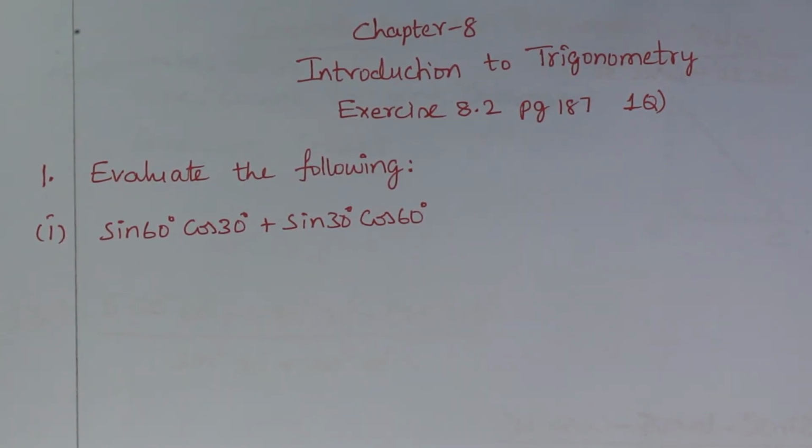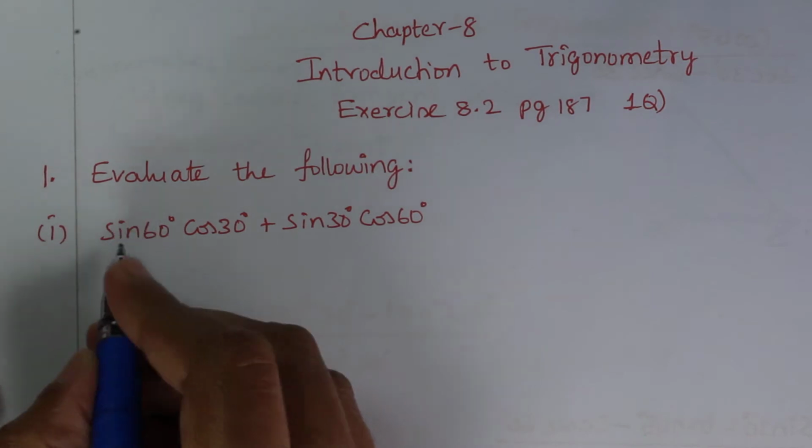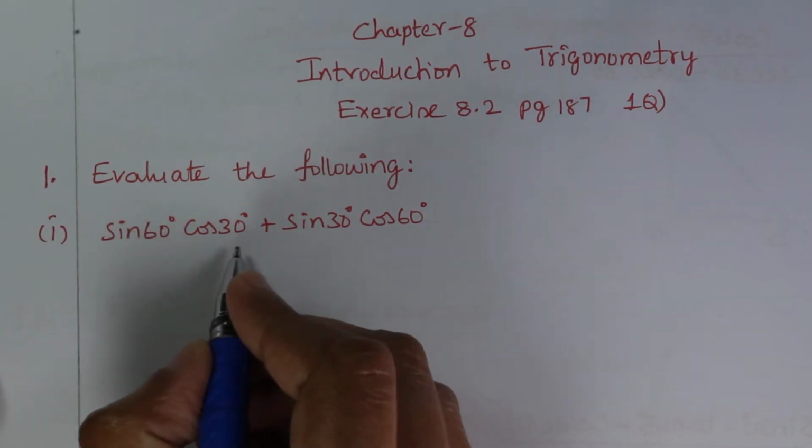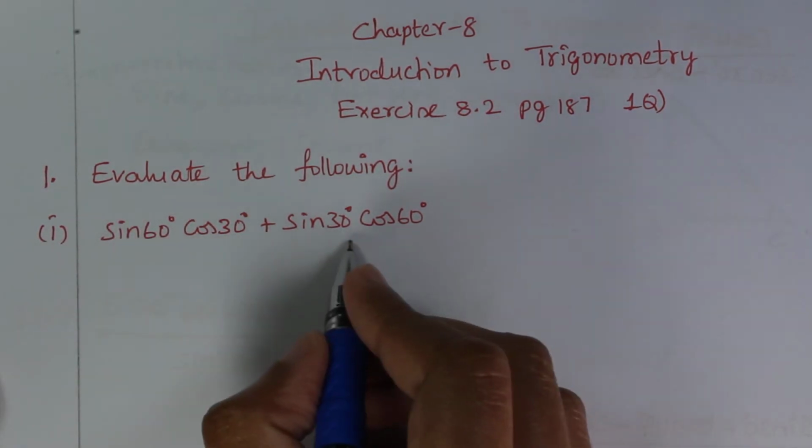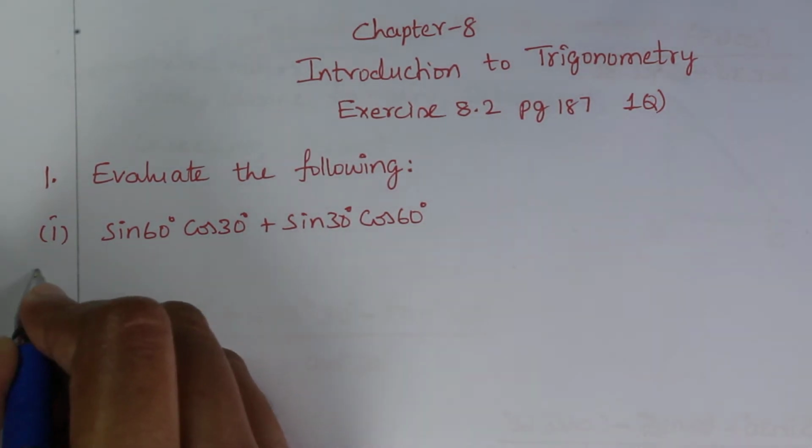In this session I am going to explain the first question from exercise 8.2, page number 187, chapter 8, Introduction to Trigonometry. So let's start reading the question. Evaluate the following: sin 60 degrees plus sin 60 degrees into cos 30 degrees plus sin 30 degrees into cos 60 degrees.